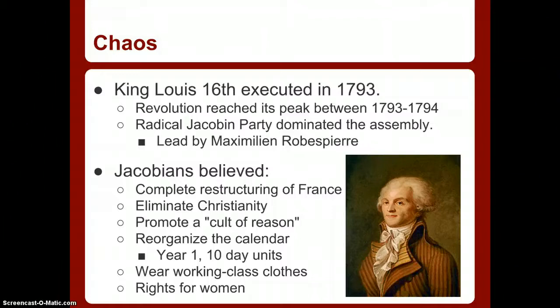They wanted to reorganize the entire calendar into starting with year one, 10-day units, and 100-minute hours. I mean, it was crazy. Okay, they wanted to wear working class clothes, fight for the rights of women, and so on and so forth. So they're talking extreme changes.